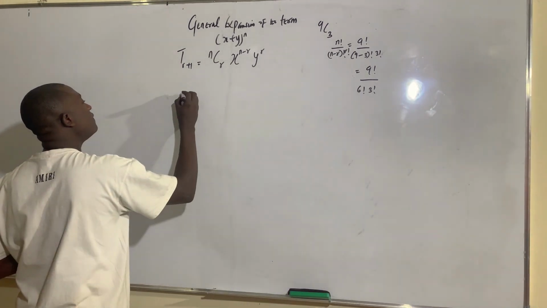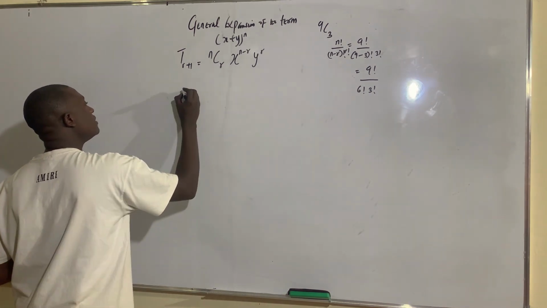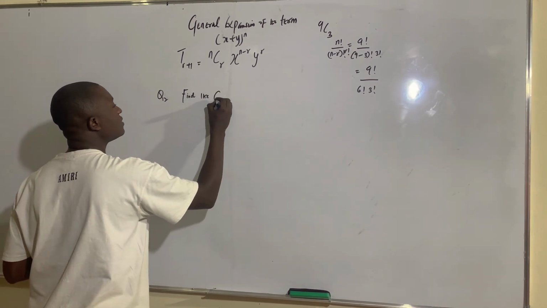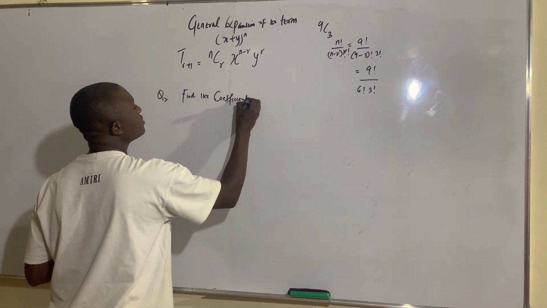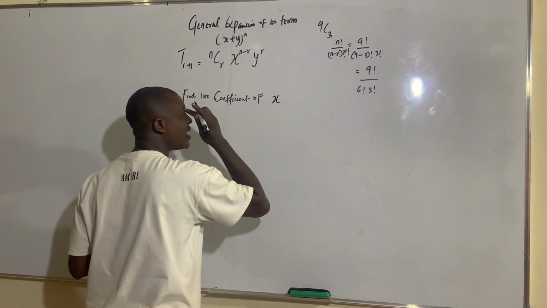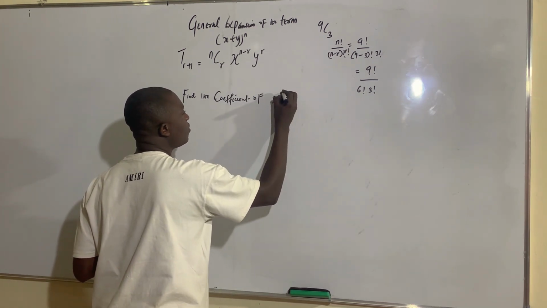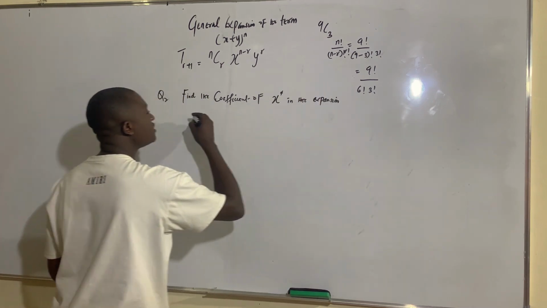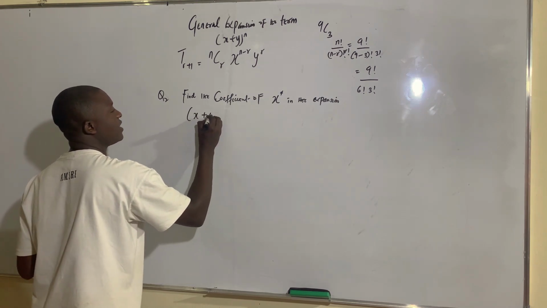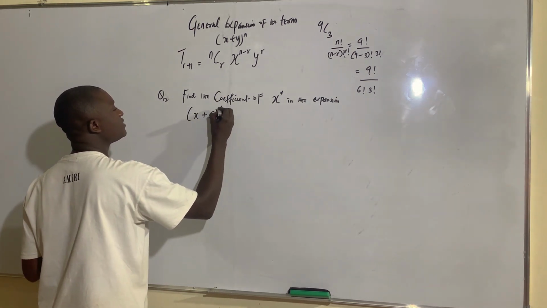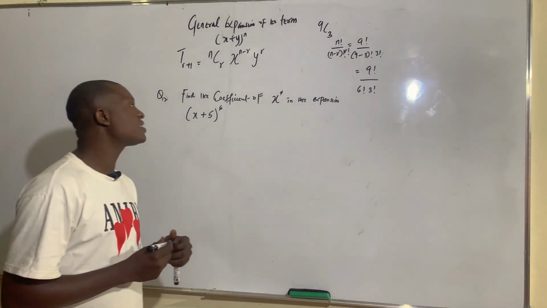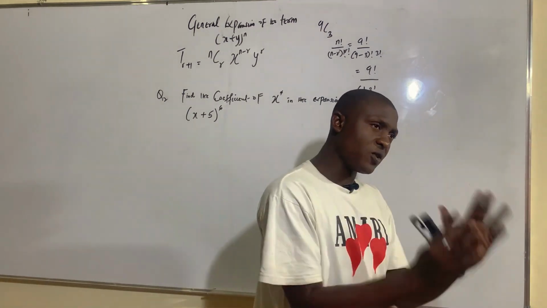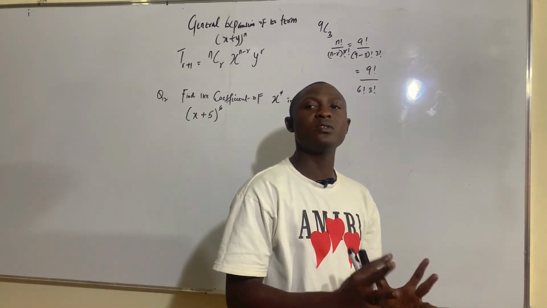They said, find the coefficient. Question 2, find the coefficient of x raised to the power of, let's say 4 in the expansion x plus 5 raised to the power of, let's say 6 this time around. So now they say find the coefficient of x raised to the power of 4 in the expansion x plus 5 raised to the power of 6. Just follow the same process using the same logic, the same method, the same formula.